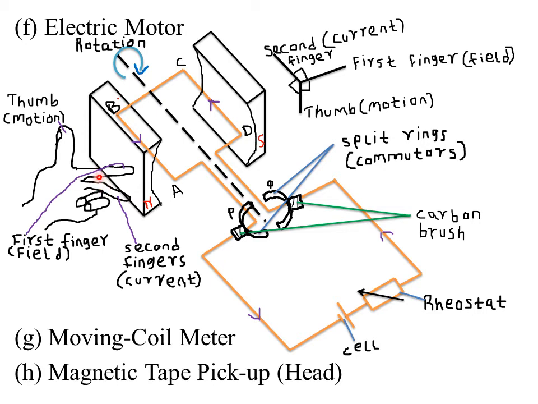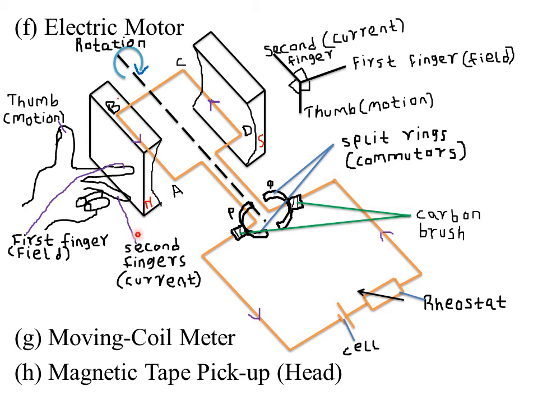Then you align your first finger along the direction of the magnetic field. If this is the north pole, I place my first finger pointing from the north pole towards the south pole, because the magnetic field always moves from the north pole towards the south pole. Then I place my second finger along the direction of the current. If this was the positive terminal, then the current is flowing in this particular direction, so from B towards A, the current is flowing downwards.